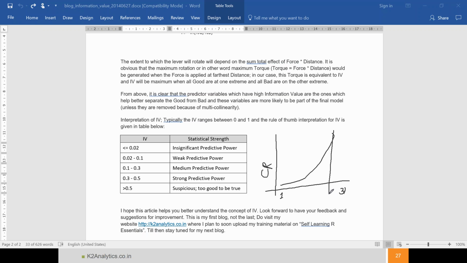Okay, and this is one of the concepts extensively used in industry when we try to find which variable is important and which variable is not important. Is the concept clear to everyone?